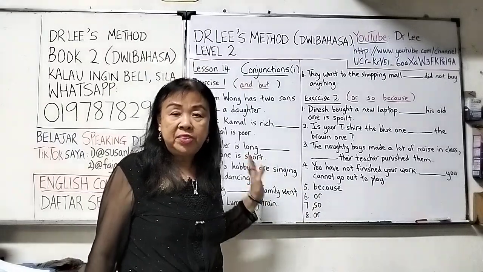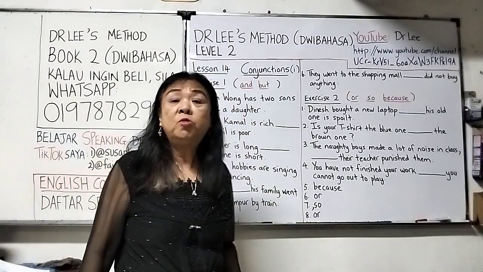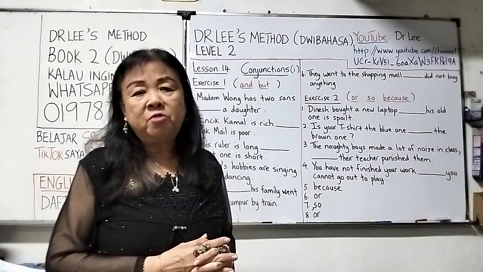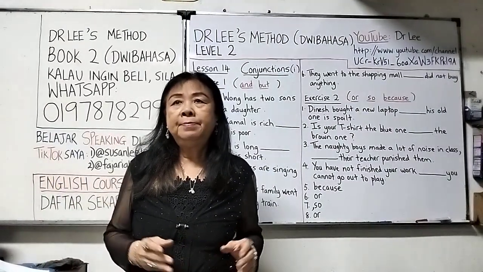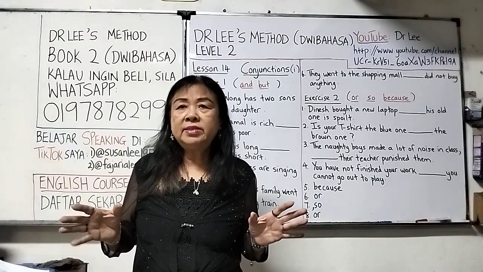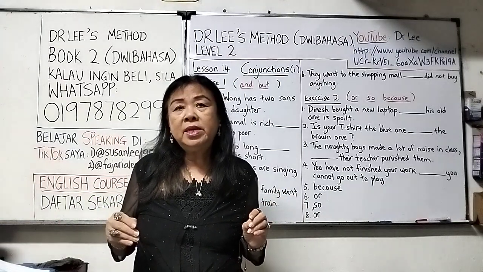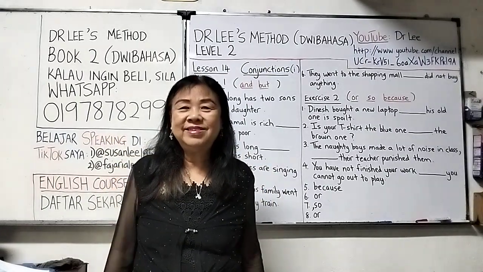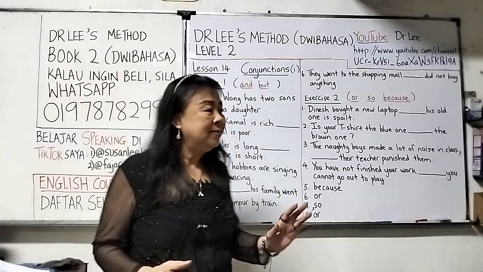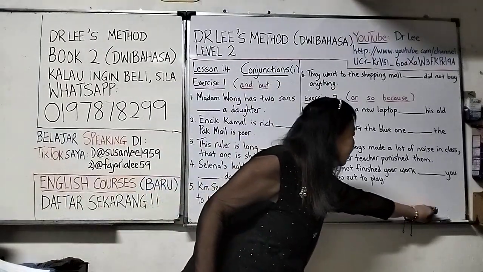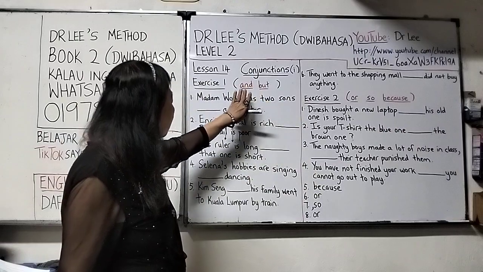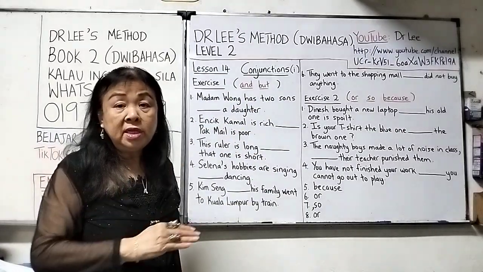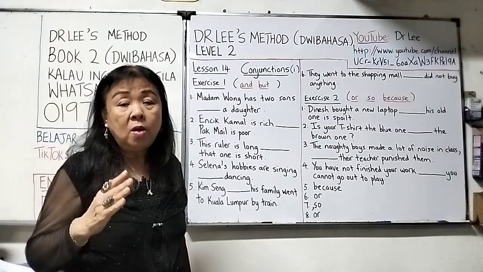I'm going to discuss with you lesson 14, conjunctions. So conjunctions is one part of grammar, which basically it is grammar, but understanding is important. Meaning to say that you can actually fill in the answer if you know the meaning of the sentence. Alright, so exercise 1 is about and, but. That means you fill in the blanks with and or but.